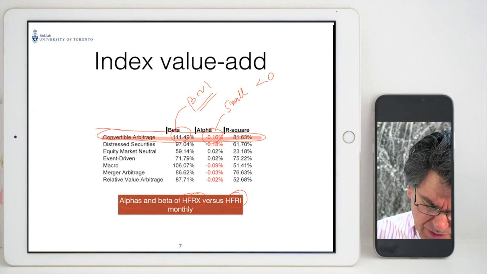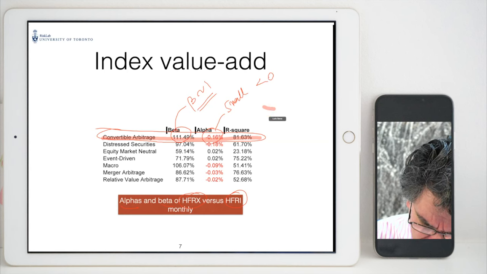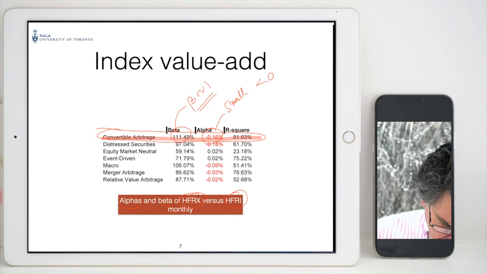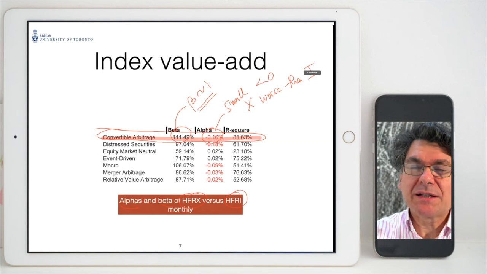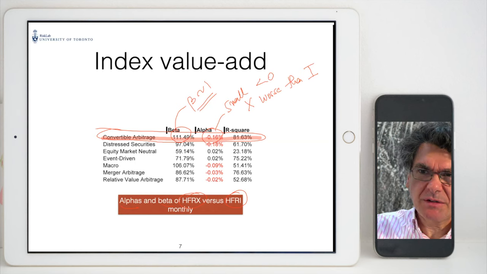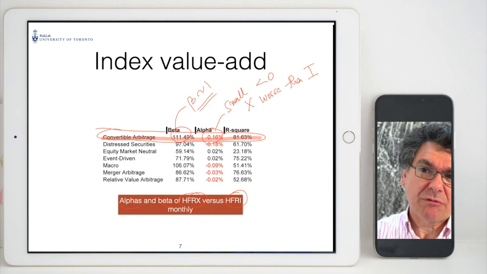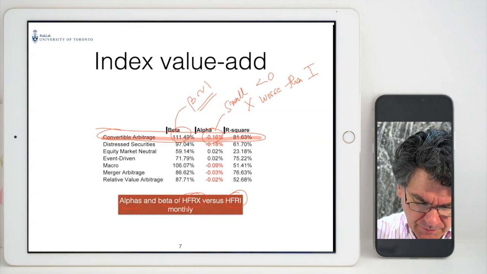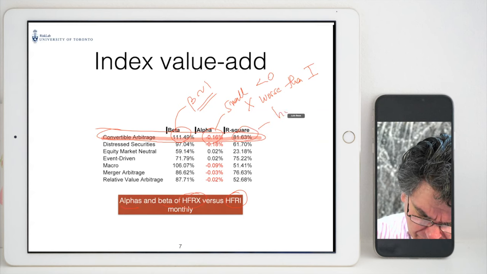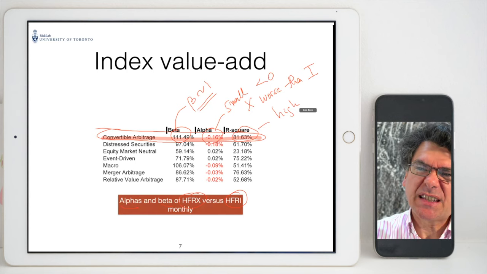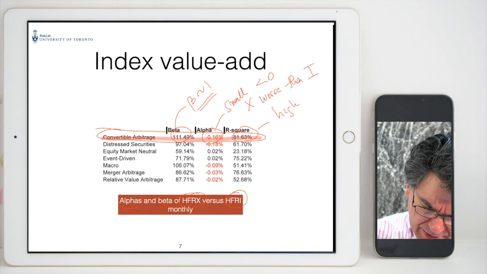That means that the investable performs X worse than I. I does not mean investable, it just means index, okay? It's a reference. So the investable is worse than the reference. That's what it means. And the R-square, 81%, is high. So the significance is high of the statistical analysis. High statistical significance.